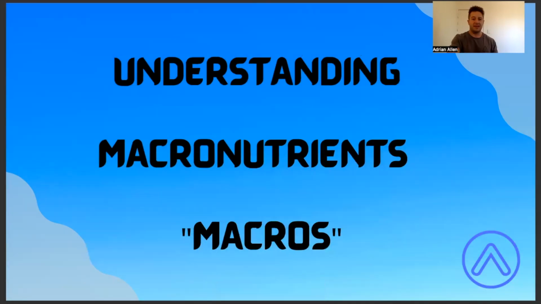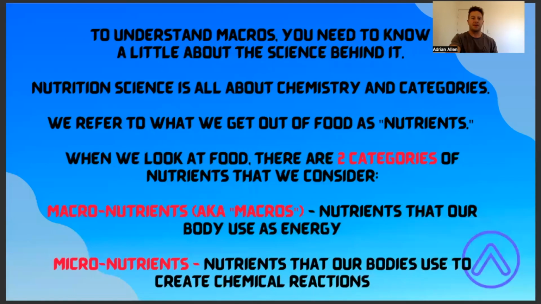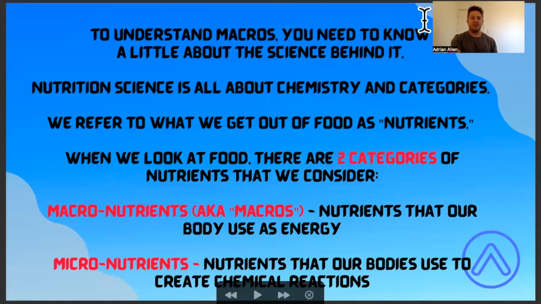So, understanding macronutrients, macros. To understand macros, you need to know a little about the science behind it. Nutrition science is all about chemistry and categories. That's about as complicated as we will make it today. Don't worry, we're not going to dig too deep. We refer to what we get out of food as nutrients. Every food that you eat has nutrients. Well, you want it to have nutrients. Other foods do not have nutrients.